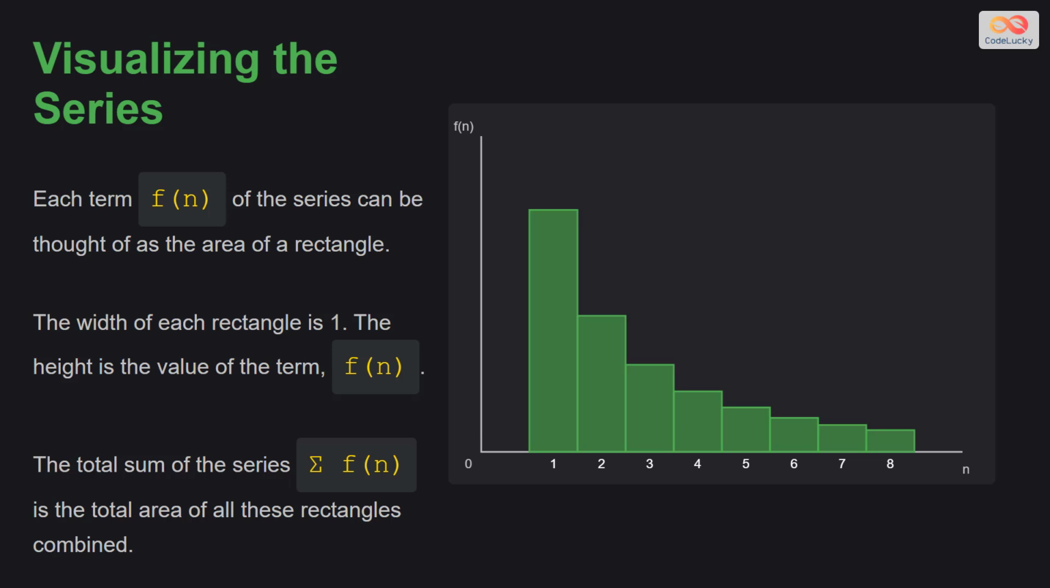Let's start by visualizing the series. Imagine each term of the series represents the area of a rectangle. The width of every rectangle is 1 unit, and its height is the value of the term. The total sum of the infinite series is simply the combined area of all these infinite rectangles.